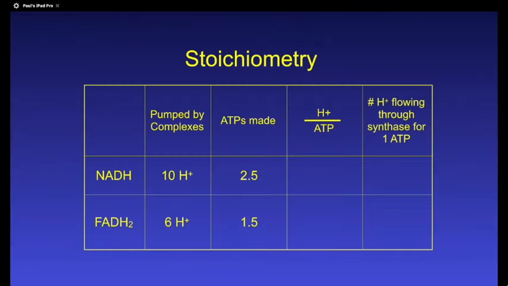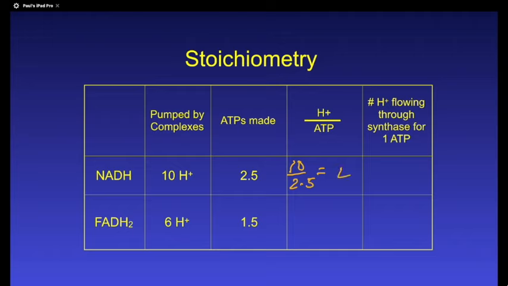All right, so check this out. We know NADH, we said, pumps out 10. We know FADH2 pumps out 6. We know 2.5 ATPs are made with NADH, and we know 1.5 is made with FADH2. So if I take 10, divide it by 2.5, pull out your calculators. What is that? Oh, come on now. I don't see you actually doing that with your calculator. What number?